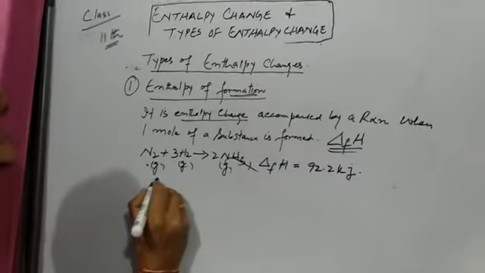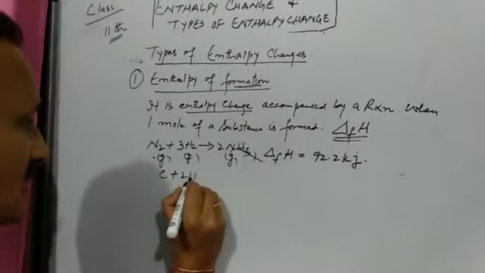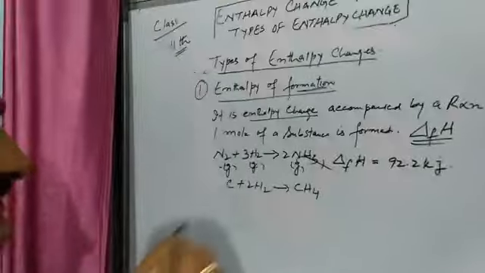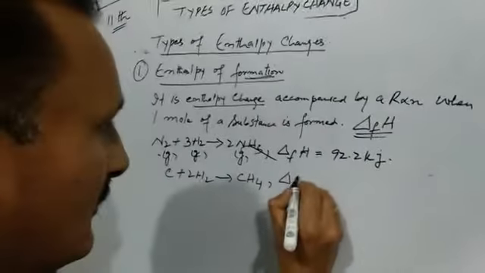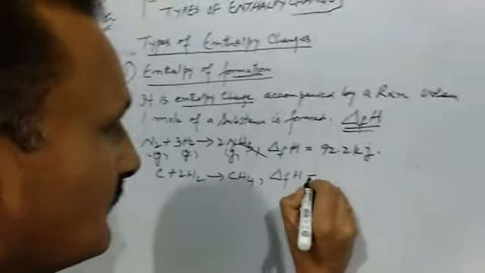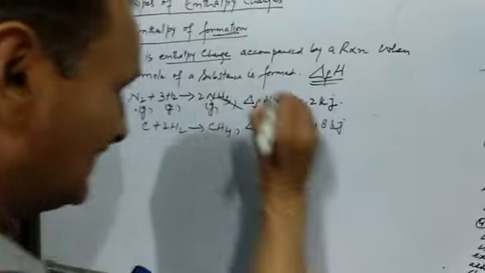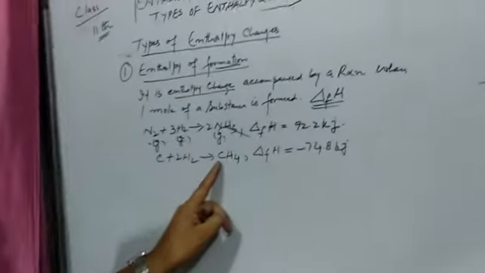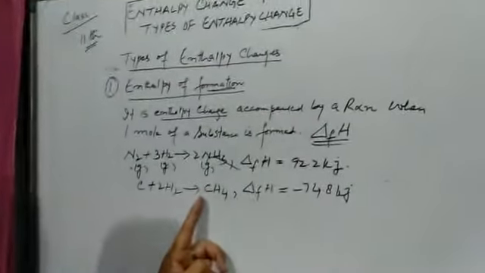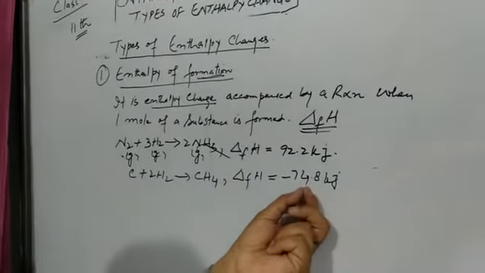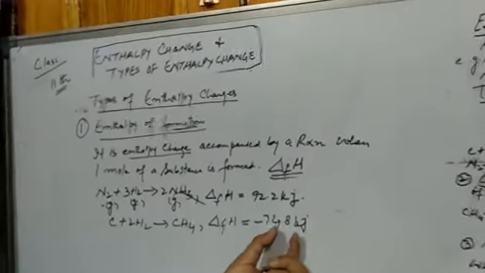Say carbon plus hydrogen gives methane. Now in this reaction, enthalpy of formation is minus 74.8 kilojoules. What does this mean? This means that how many moles of methane have been formed? 1 mole. So during the formation of 1 mole of methane, the enthalpy of formation will be 74.8 kilojoules. So this is all about enthalpy of formation.